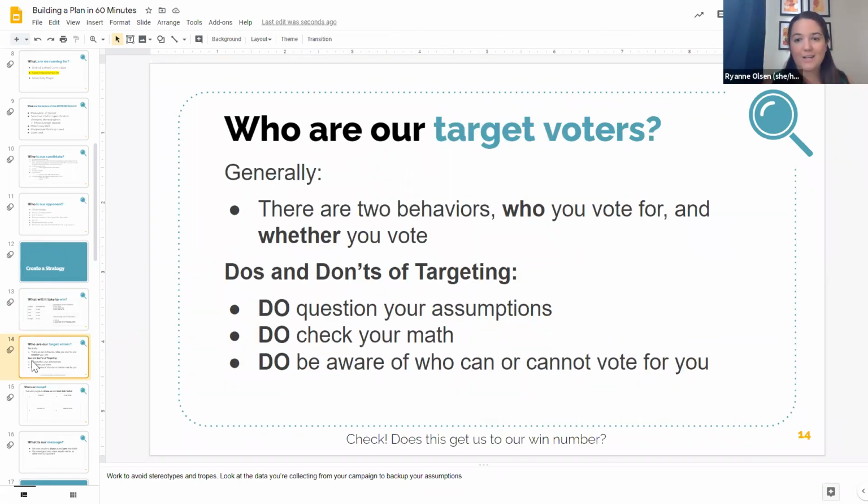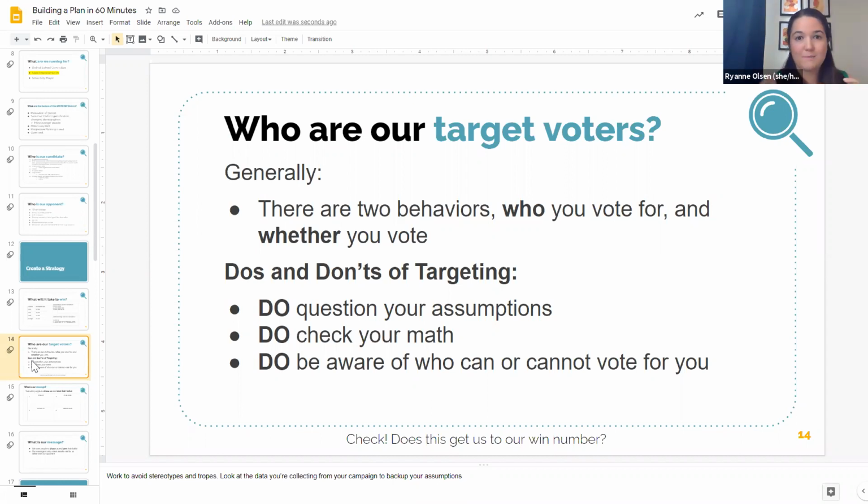I do want to say about targeting, there's lots of other trainings on that. Since this is a theoretical campaign, generally there are 2 behaviors we're trying to create. One is who people are voting for, hoping they'll vote for us, and whether or not they'll vote, again hoping they'll vote and then vote for us. A general thing is do question your assumptions, right? If you're a Democrat, don't automatically assume that people of color will vote for you. Do check your math. And do be aware of who can and cannot vote for you. I say this because in some states there's, for example, a closed primary. If you are targeting Republicans, they would not be able to vote in your race.